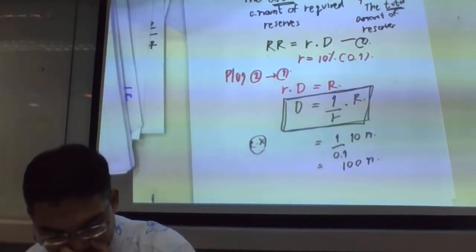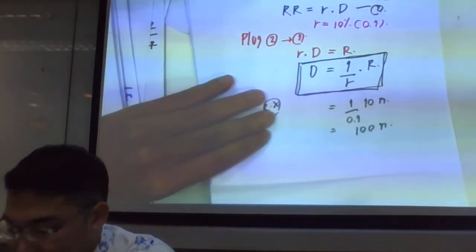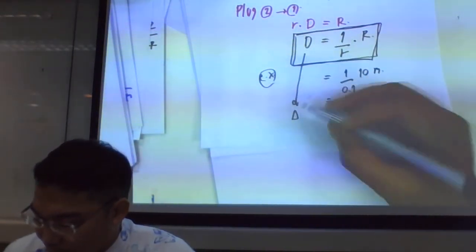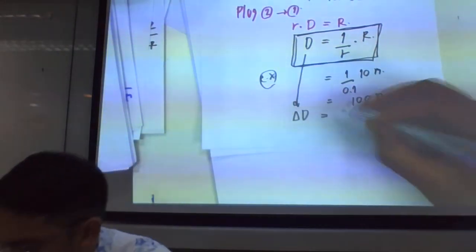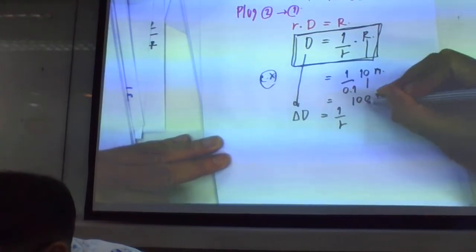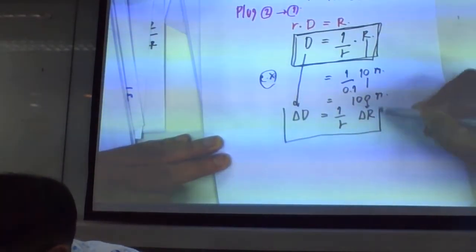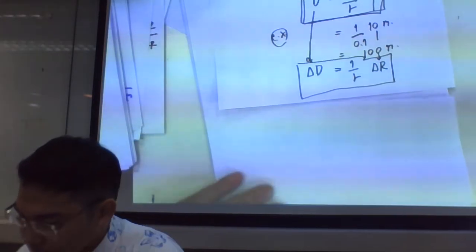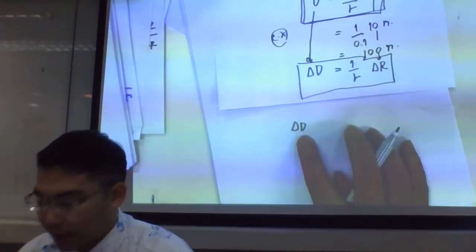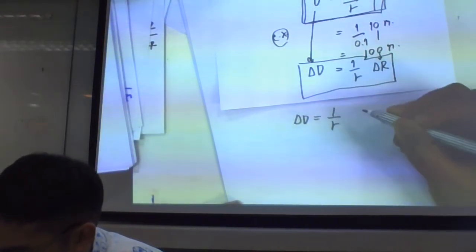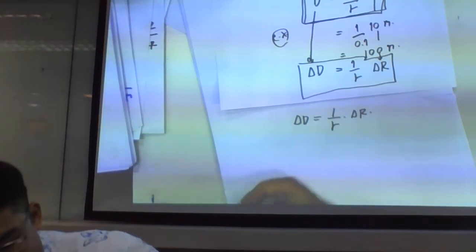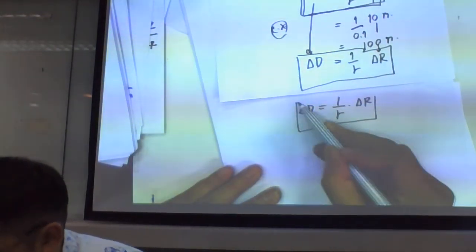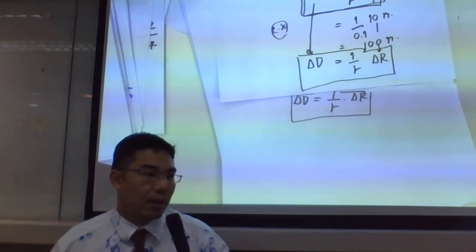However, we will take changes on both sides. This gonna be delta D, the change of the deposit, equal to 1 over r, and this gonna be the change in the reserve. This is the version that we will use: delta D, the change in the deposit, equals 1 over r multiplied by delta R, the change in the reserve. This formula appears on your PowerPoint.